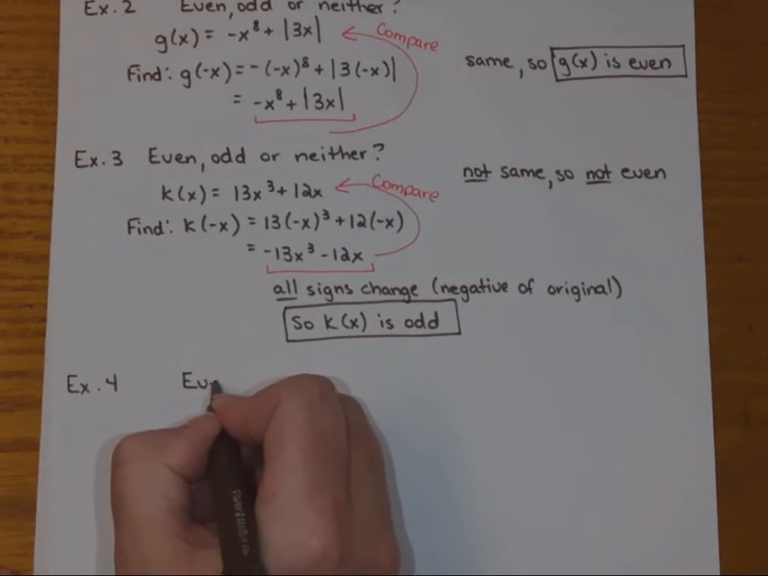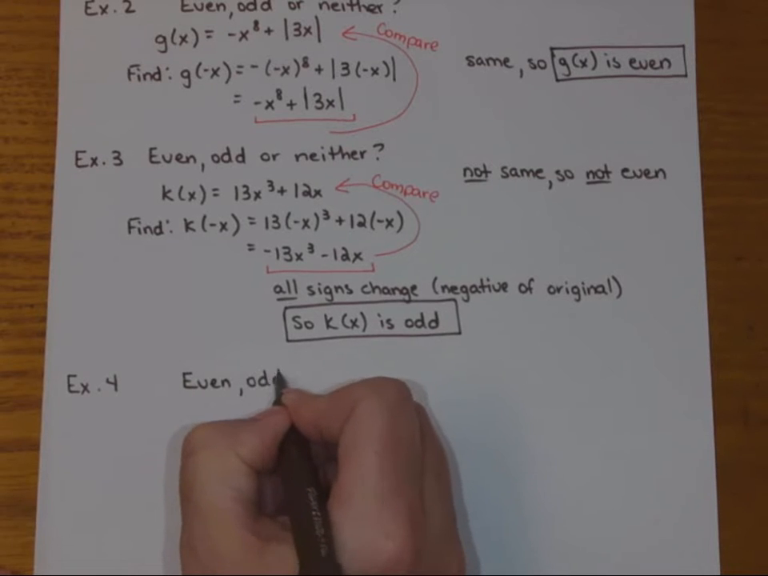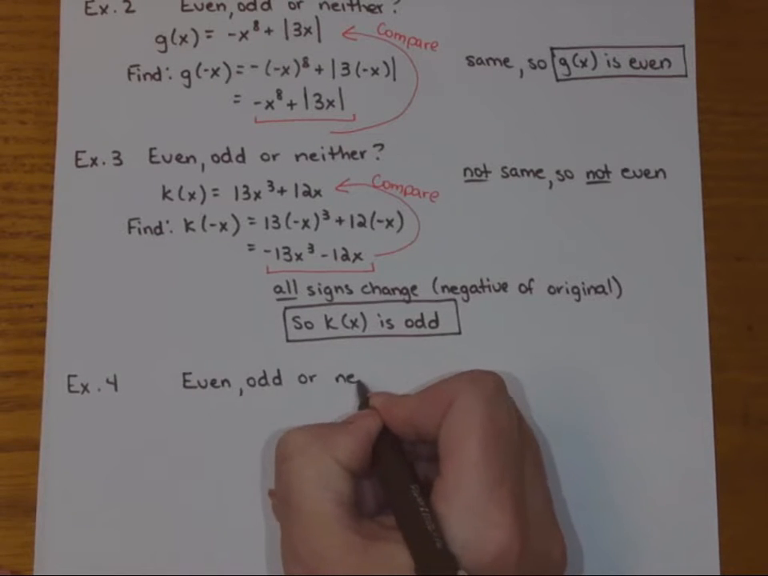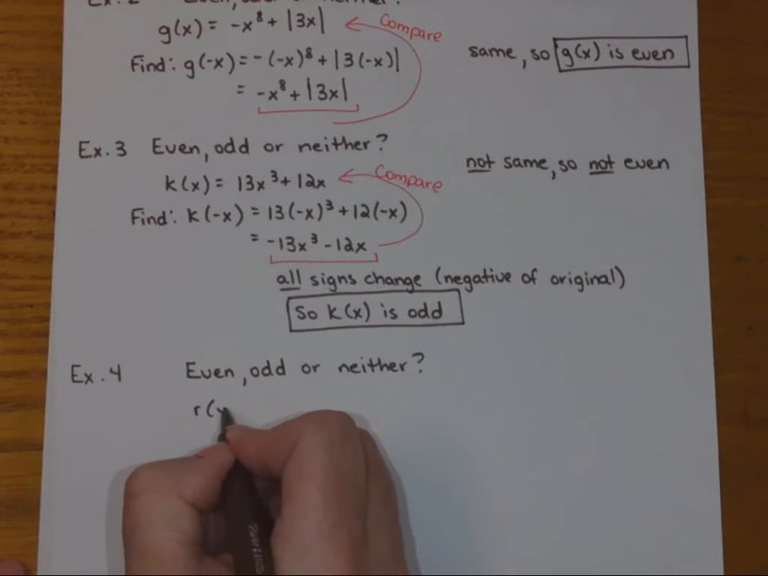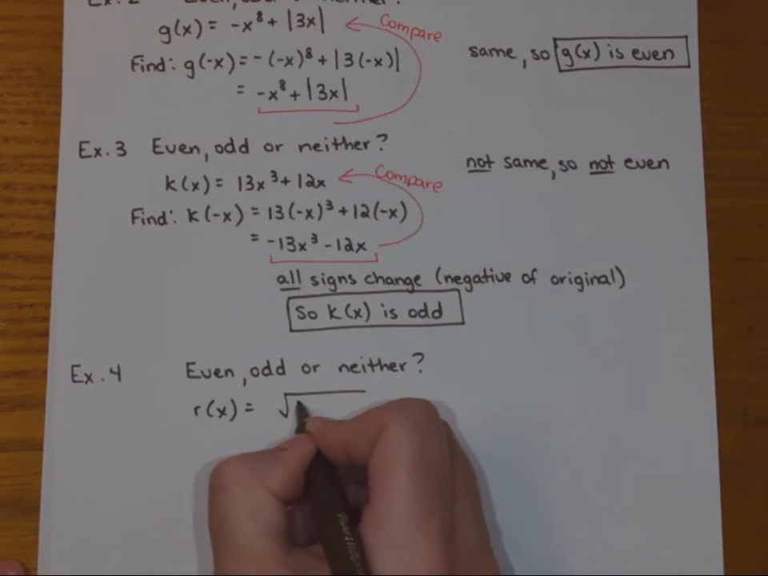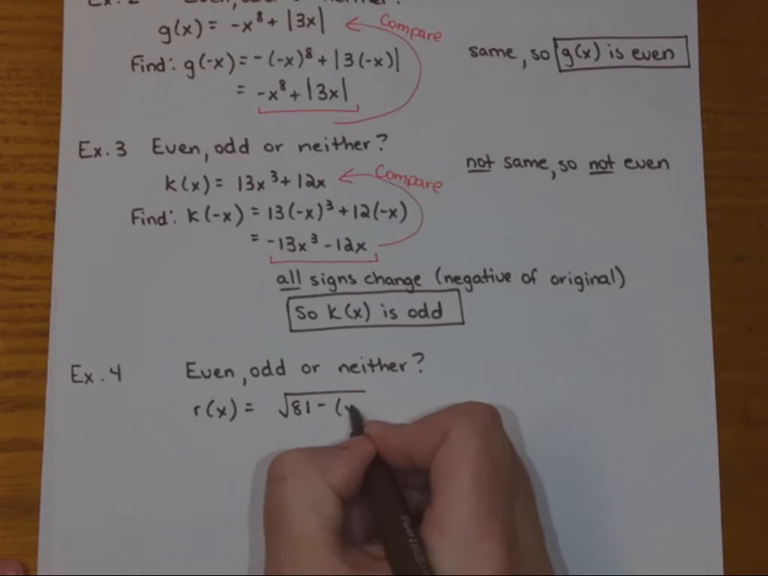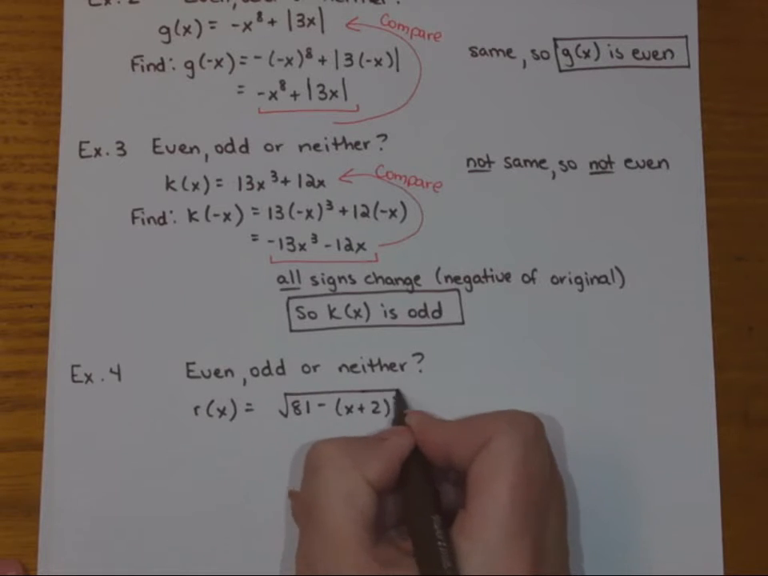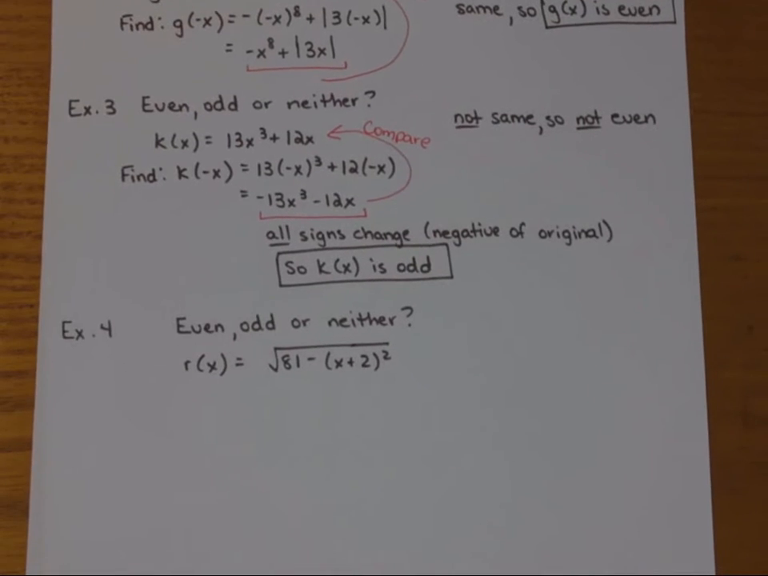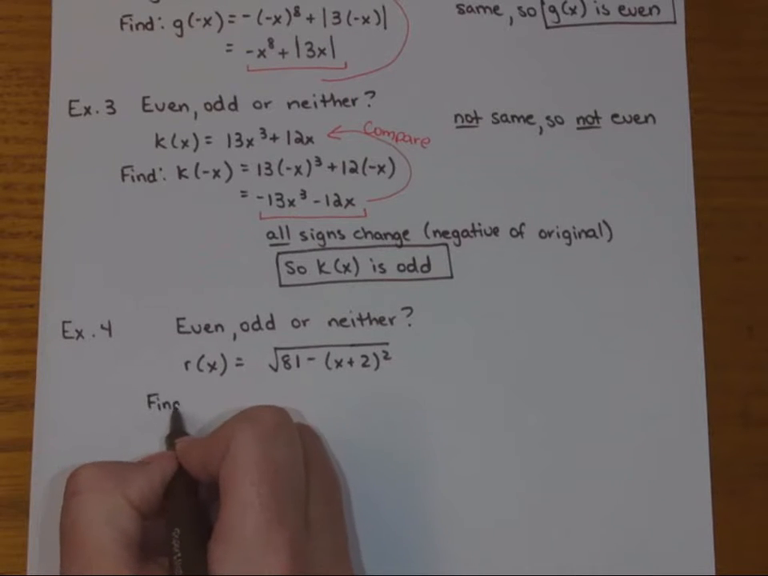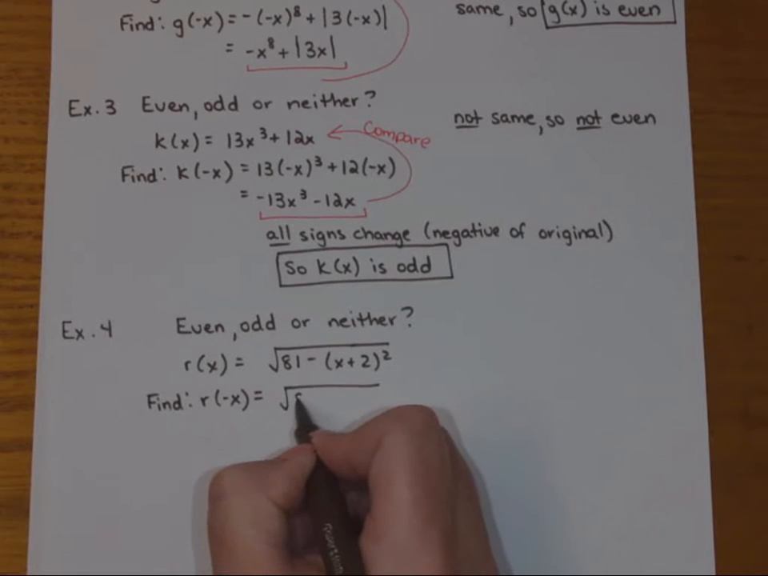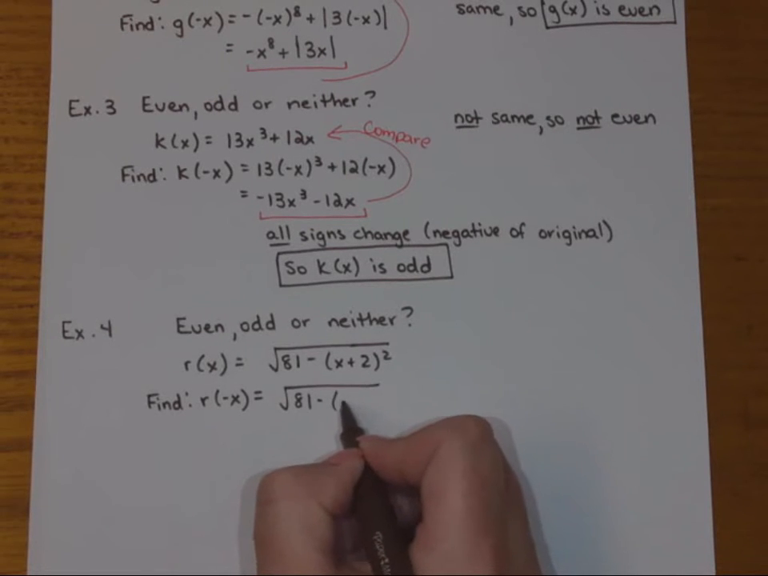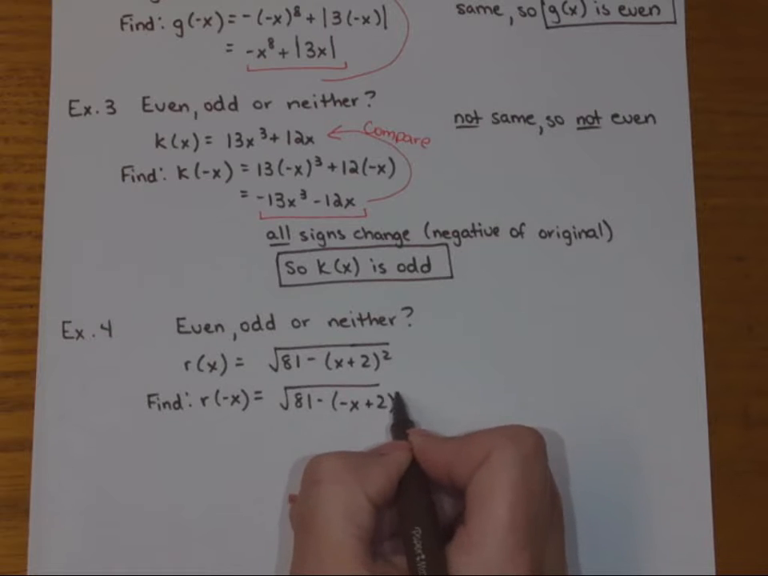All right, so one more of these, and then we're going to talk about what even, odd, or neither tells us about the graph of our functions. All right, so let's look at this ugly guy. r of x equals the square root of 81 minus parentheses x plus 2 squared. So I know this one looks ugly, but we don't start it off any different. We need to find r of negative x. So we need to do 81 minus parentheses negative x plus 2 squared.